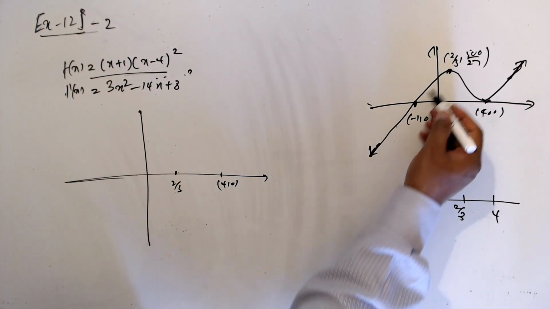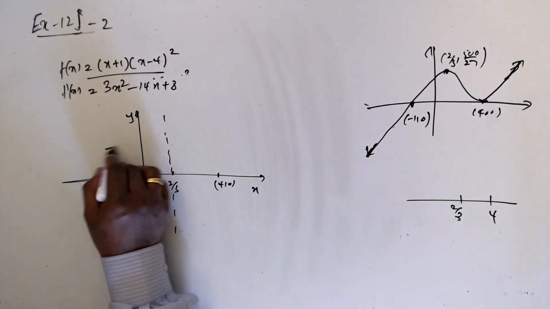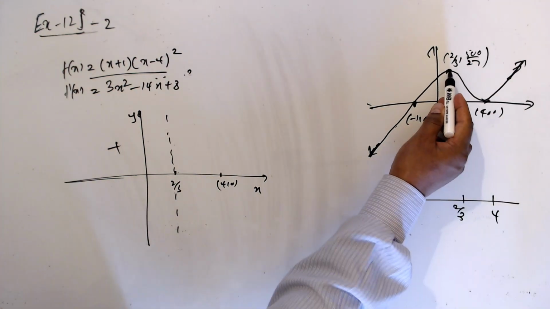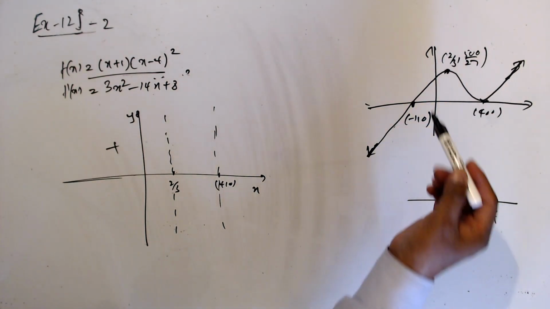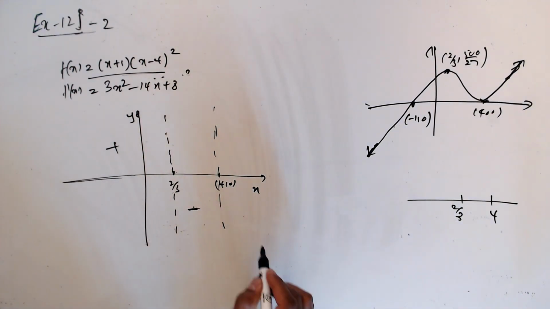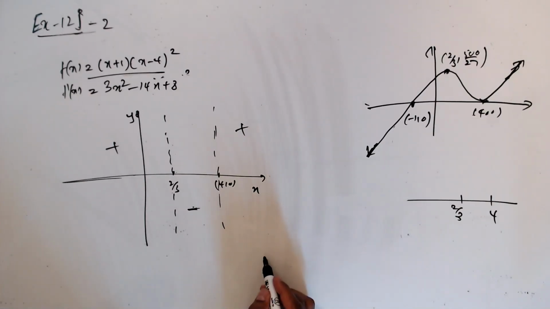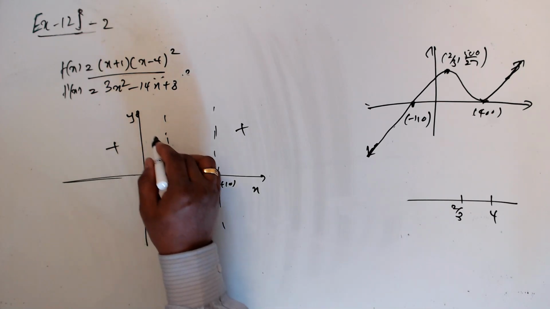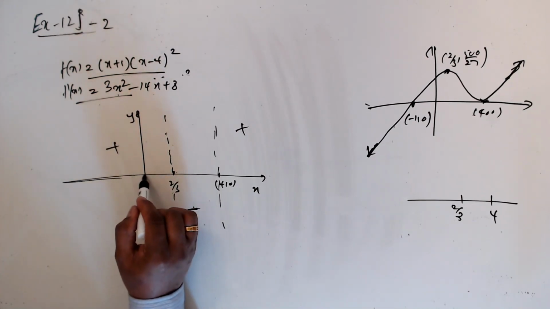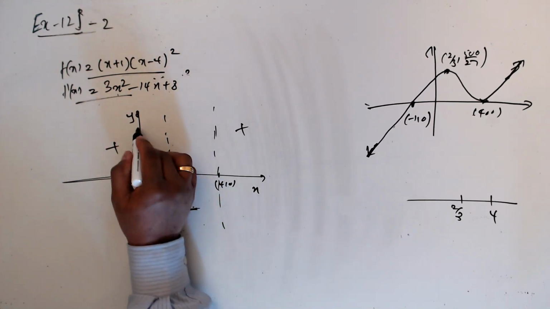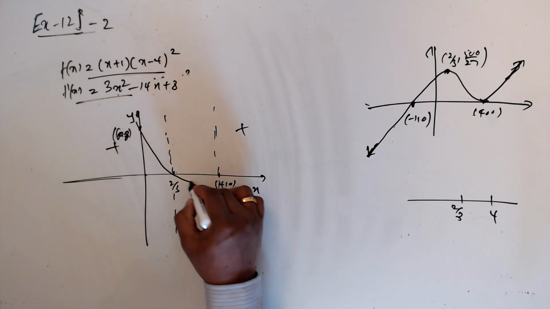Now after 2 over 3, the gradient is positive, so it will be somewhere here. From 2 over 3 to 4, the gradient is negative. It means it should be on this back side. Then after 4, it is again positive. So how do you draw this graph? This is the gradient graph actually. When x equals 0, what will happen? This value is 8, so it will cut at 8 as well. So it's going to be something like this.